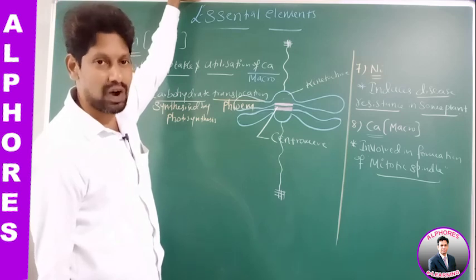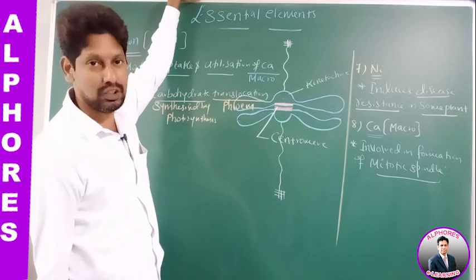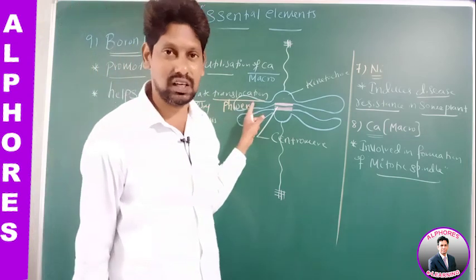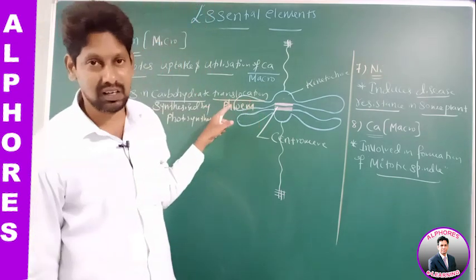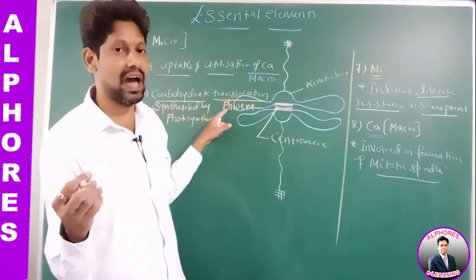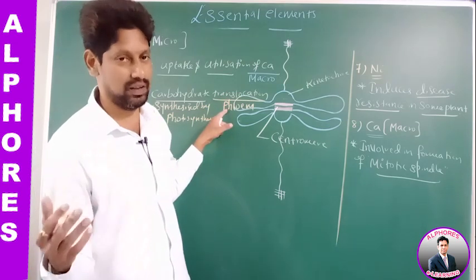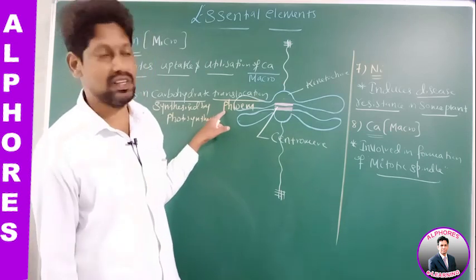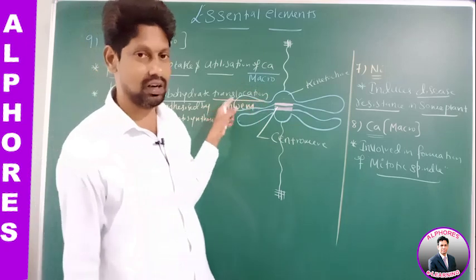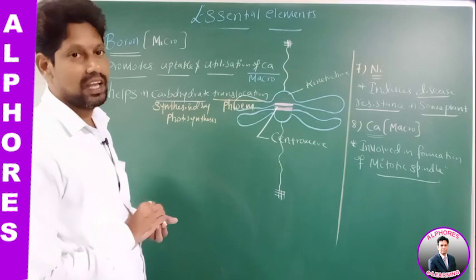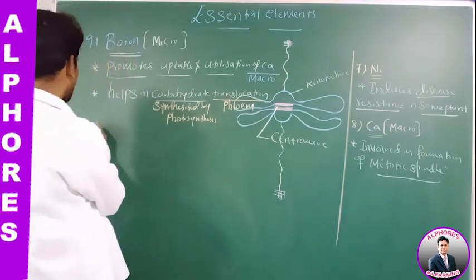This movement of water, minerals and food materials through vascular tissues for longer distances is called translocation. Translocation means movement of a substance through vascular tissues, nothing but xylem and phloem, over longer distances. Therefore, boron helps in carbohydrate translocation.